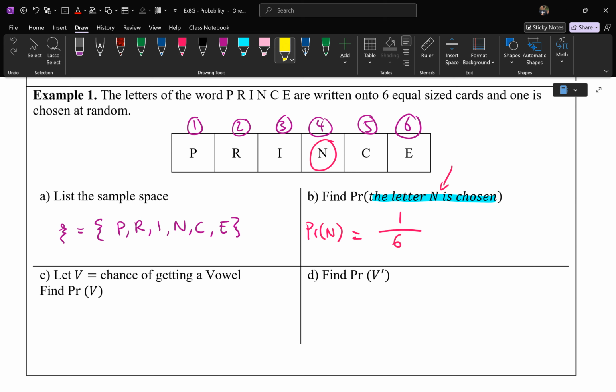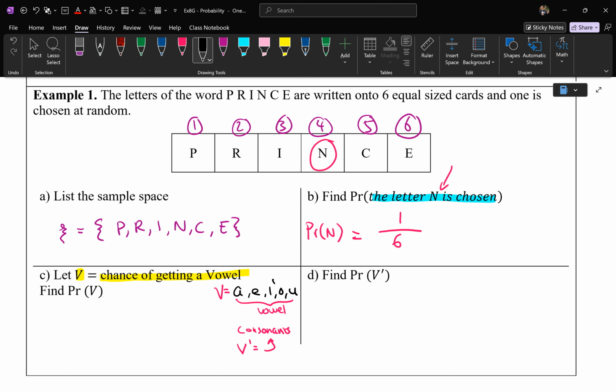Notice that they defined a variable. They said let V equal the chances of getting a vowel. Now let's remind ourselves, for those students who aren't familiar, what is a vowel? A, E, I, O, and U are vowels. What's the opposite of vowels? Good. Consonants is the opposite of that. So essentially V dash is consonants, whereas V is the vowels.